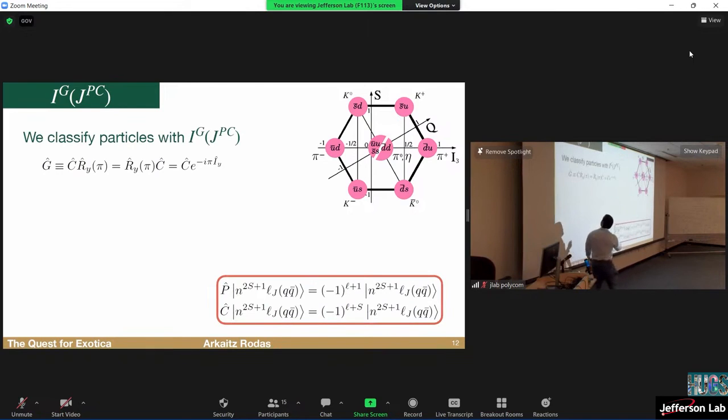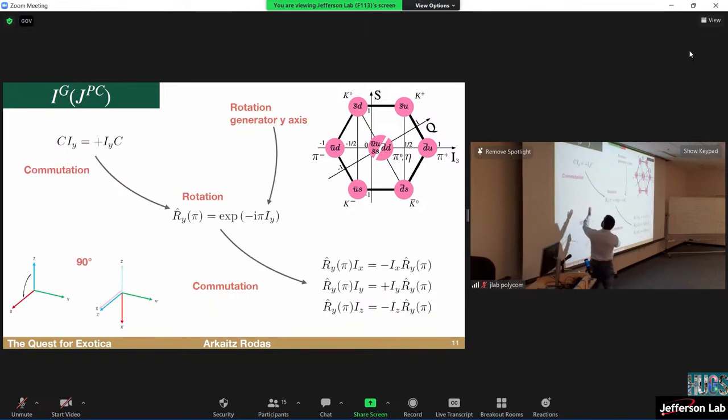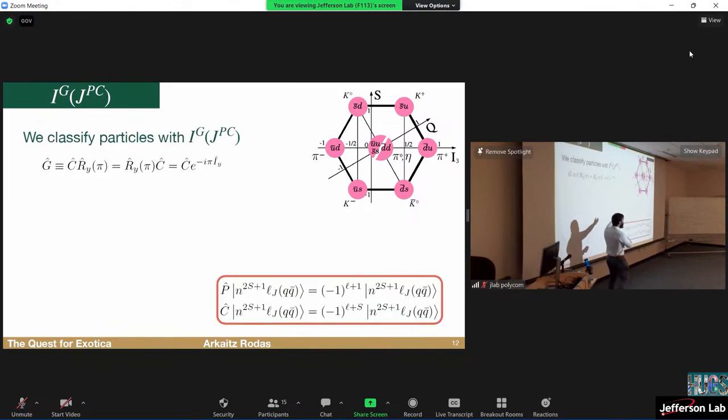So we are going to build this operator, which is the charge conjugation times this rotation that we just did. And because charge conjugation and I sub y commute, and the rotation is just the exponential, at the end of the day, these things commute. Okay? So this is the G parity operator definition.